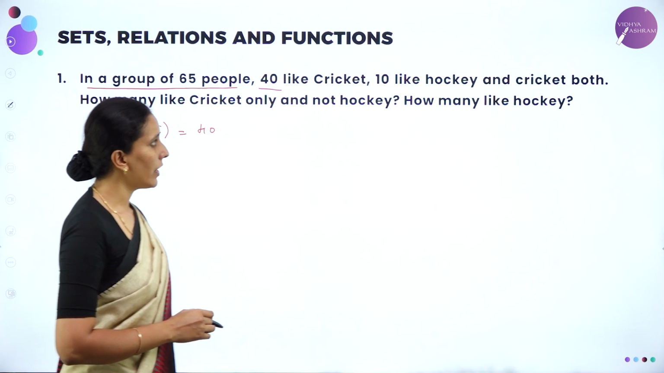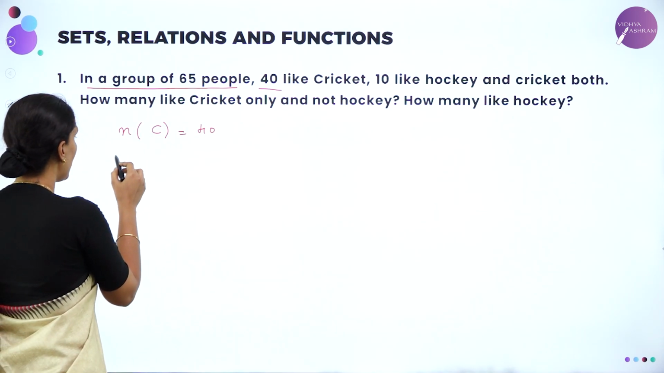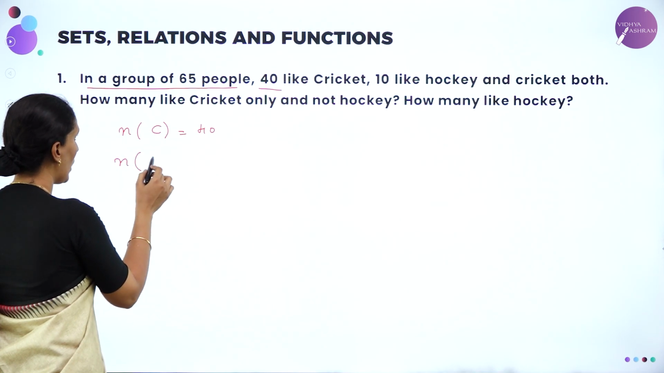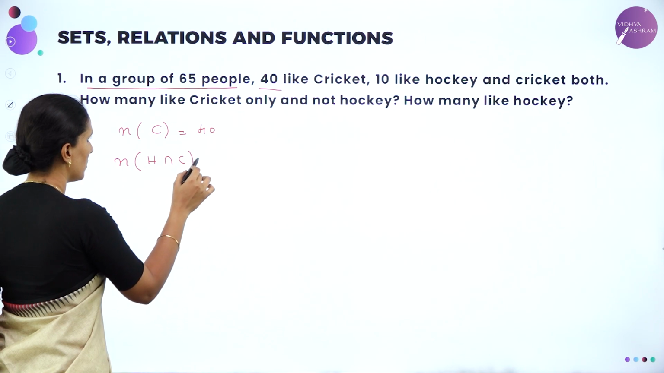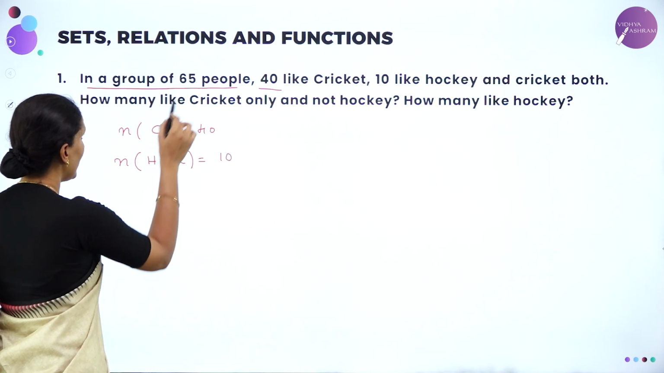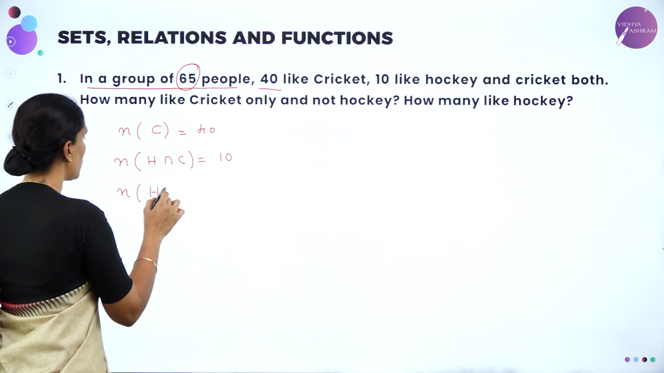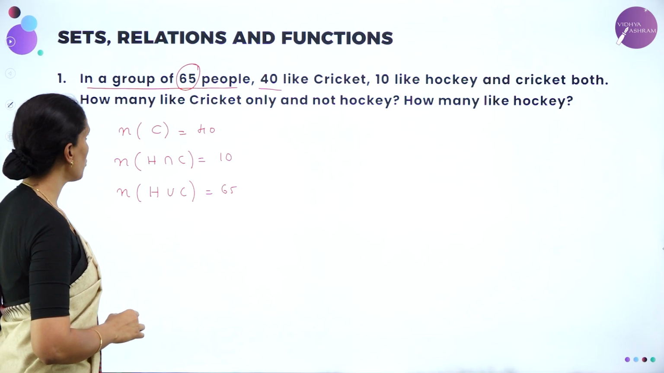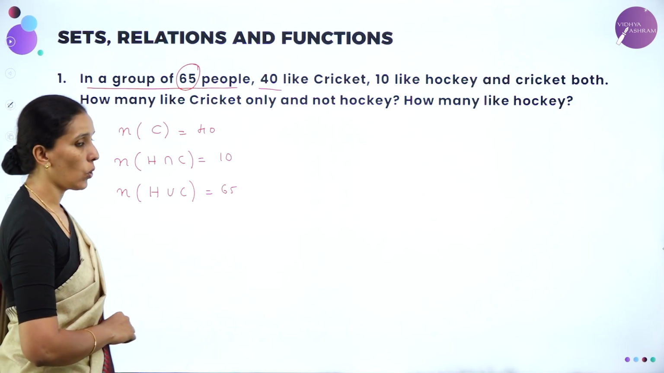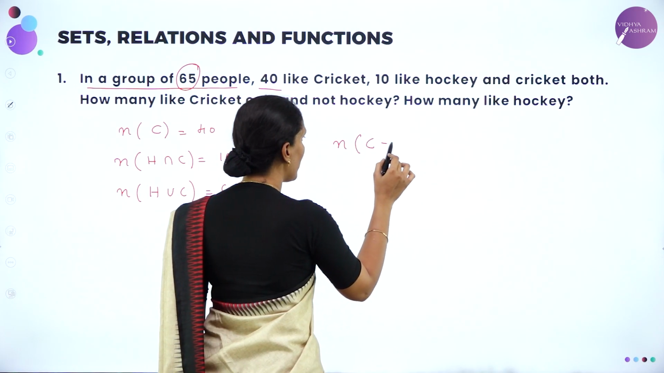10 like hockey and cricket both. When we say both, it is the intersection. That means the number of people who like hockey as well as cricket is 10. And they have also given the union of two sets, that is n of H union C, so there are 65 people. Now we need to find out how many like cricket only, that means the number of people who like cricket but not hockey.